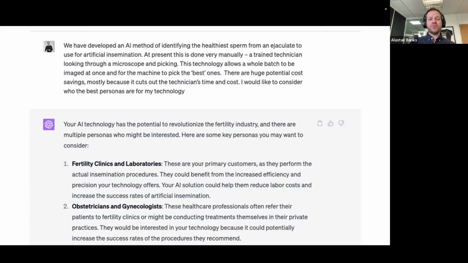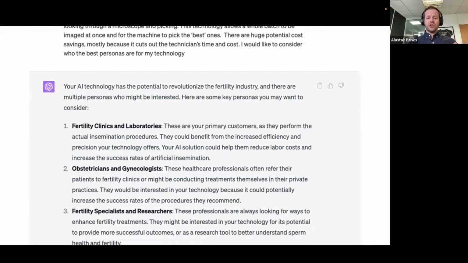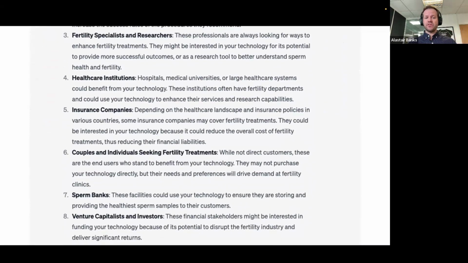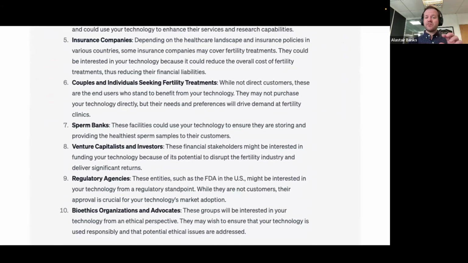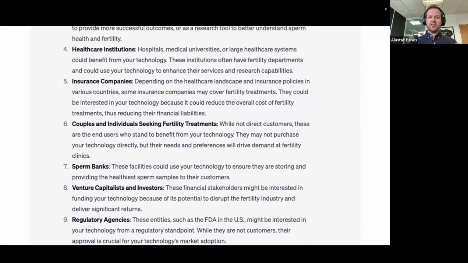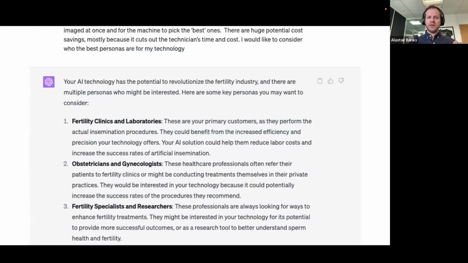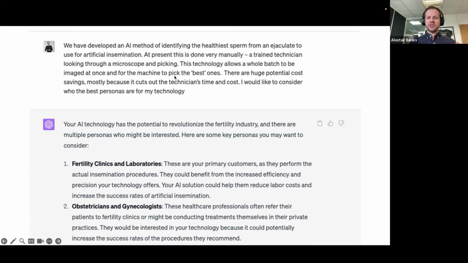And there are multiple personas who might be interested. So I've asked it to create me personas. And here we go. It's come up with these: fertility clinics and laboratories, gynecologists, fertility specialists, healthcare institutions, insurance companies, and the list goes on. So that's really interesting, because the personas that it has come up with off the back of literally that tiny explanation up there are quite good.